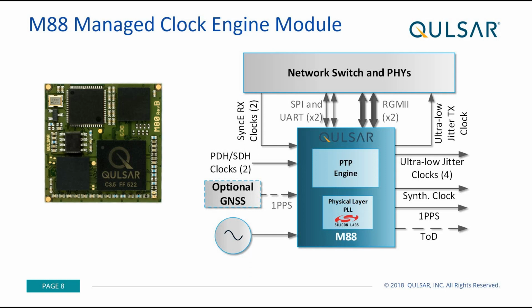The first of these is our M88 managed clock engine module. This is a complete synchronization solution in a very easy to integrate module form factor that includes both the IEEE 1588 portion for time synchronization and a very advanced physical layer PLL device for the synchronous Ethernet wander filtering function. This allows the M88 to be used to implement the synchronization function in a piece of transport equipment such as a boundary clock, or indeed be used in the master at the head of the network itself.